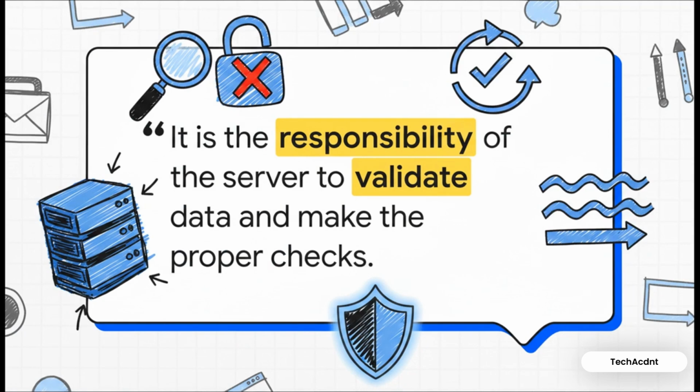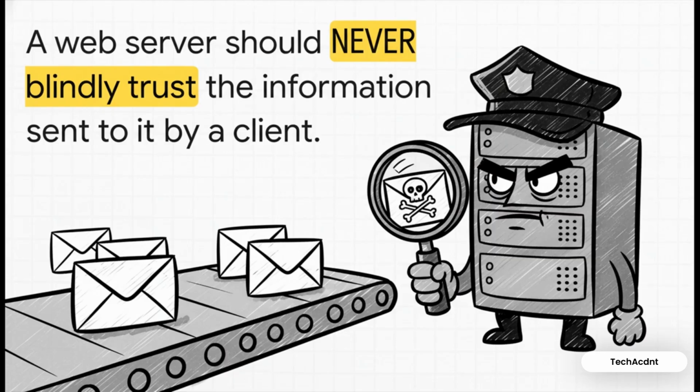And at the end of the day, that responsibility lies 100% with the server. It's the server's job to validate everything. It has to make the proper checks. It can't just take the client's word for it, even if that user is successfully logged in. So if you remember one thing from all of this, let it be this. The number one rule of web security is to never, ever blindly trust the client. The server has to act like a deeply skeptical security guard, checking and rechecking every single piece of information it receives. Because as we've just seen, anything coming from the client could be a clever lie.